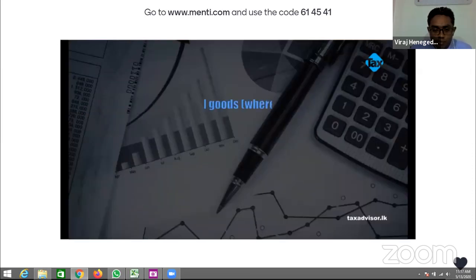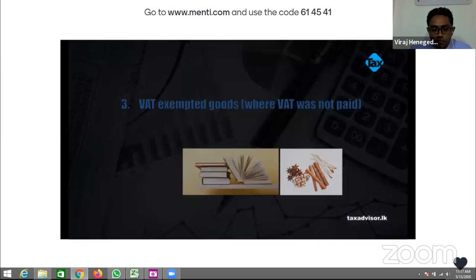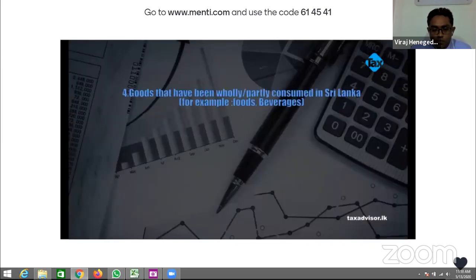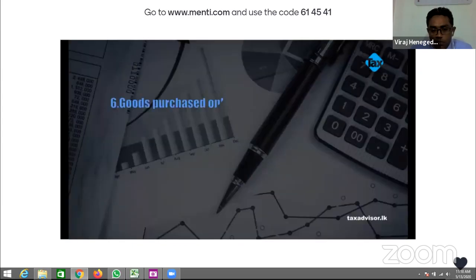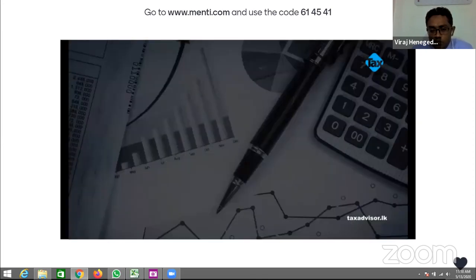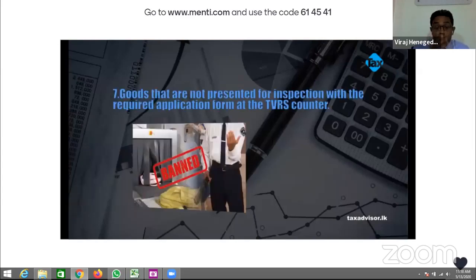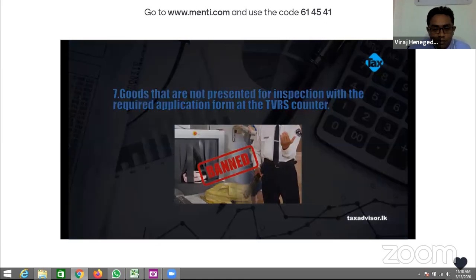Number three, VAT exempted goods, that is where VAT was not paid. Number four, goods that have been wholly or partly consumed in Sri Lanka, for example, foods and beverages. Number five, services consumed, for example, hotel charges. Number six, goods purchased online and taken out of Sri Lanka. Number seven, goods that are not presented for inspection with the required application form at the TVRS counter.